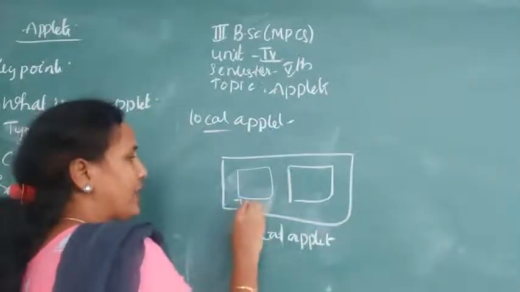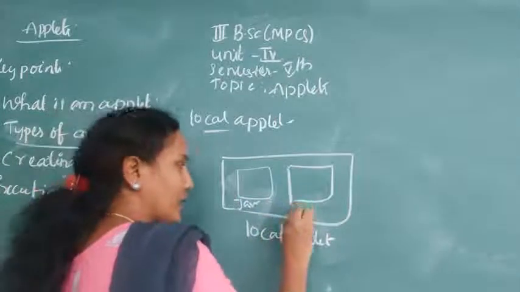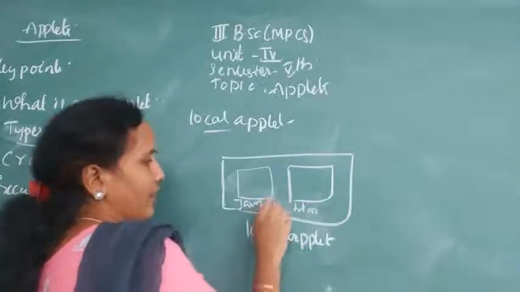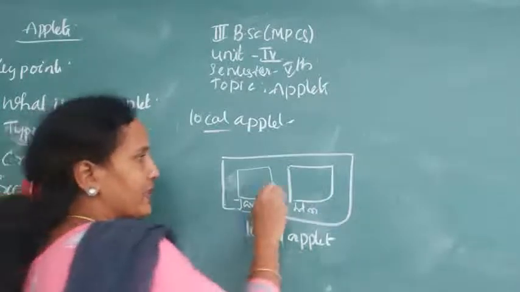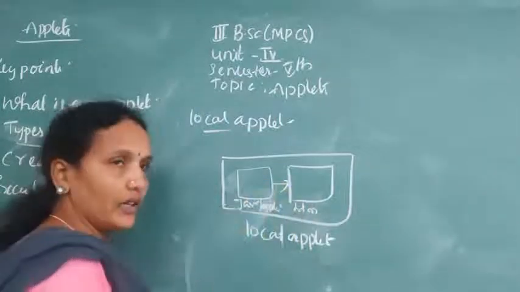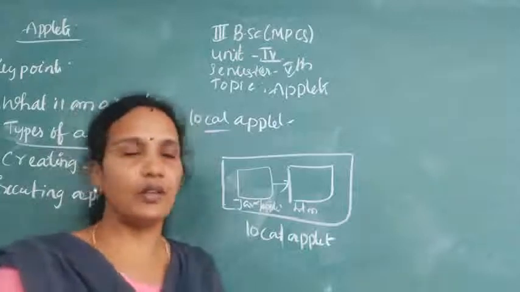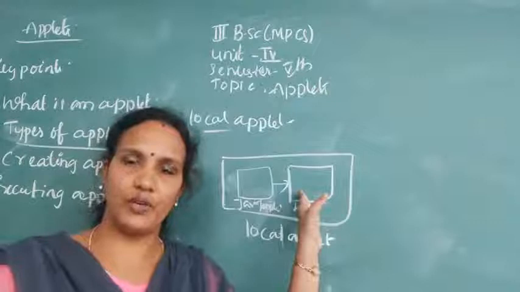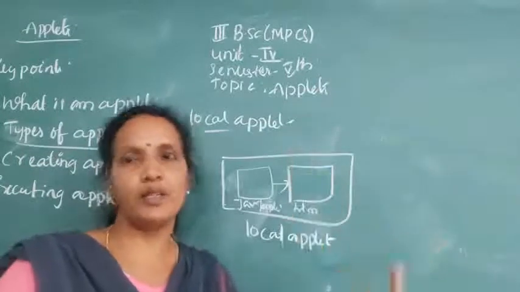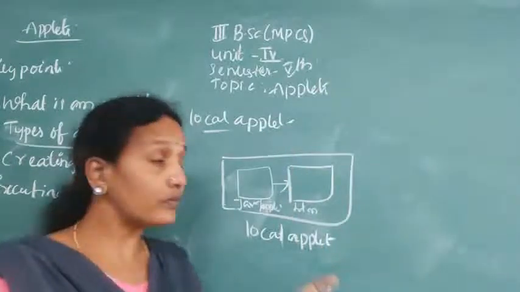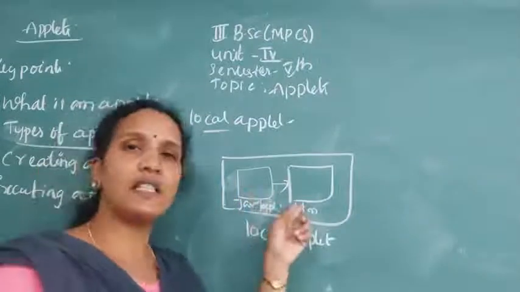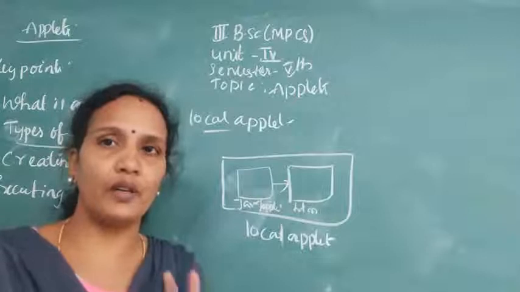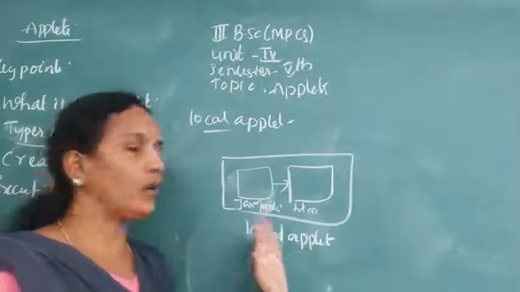This is a Java program and this is an HTML program, or we can say that it is an applet. An applet is executed using HTML, using a browser. We are including this Java program inside the HTML page, and this HTML page is executed by the browser. Understood? So if these two files are in our system only, that type of applet is called a local applet.